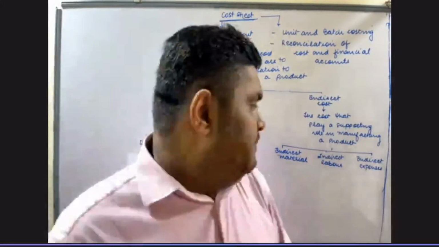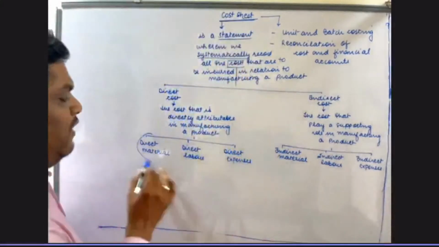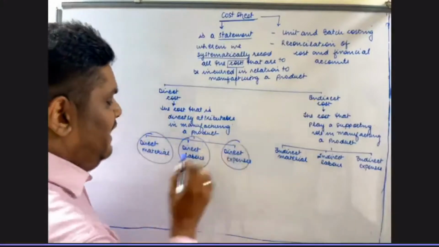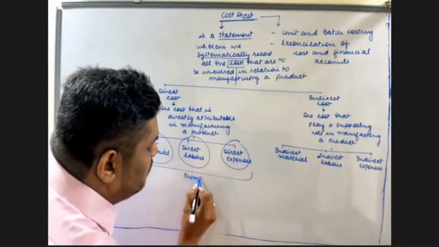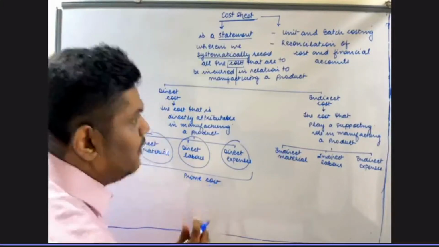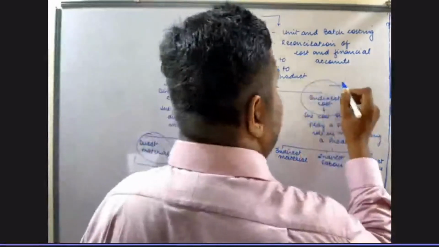Now, the total of direct material, direct labor and direct expenses is what we call prime cost. When talking about indirect cost, as I discussed earlier, indirect costs are overheads.